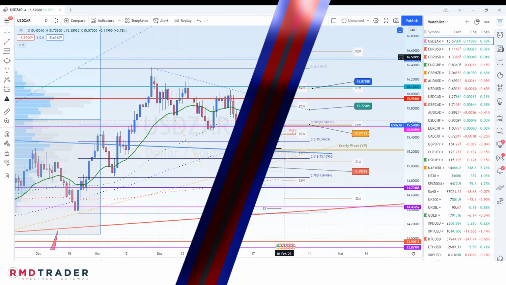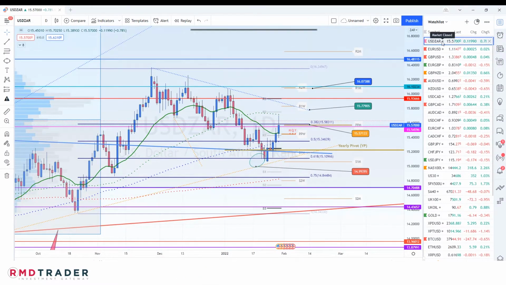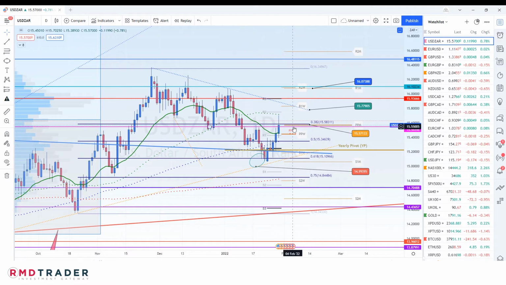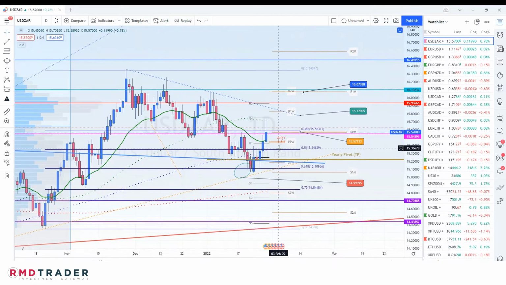So for this week, I'm going to start with the US dollar to South African rand, and you'll see I've also enabled my monthly pivots for the new month, also my new weekly pivots as well as last week's pivots, just to see what exactly happened in the markets last week as well.